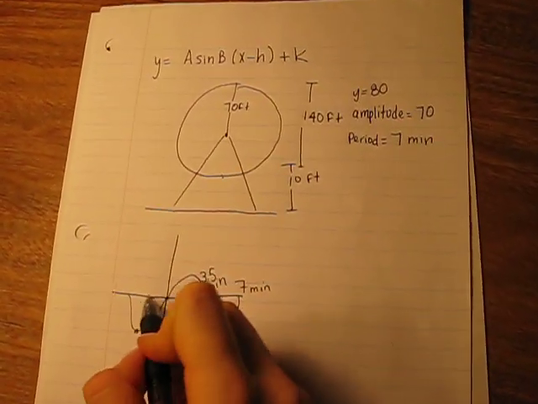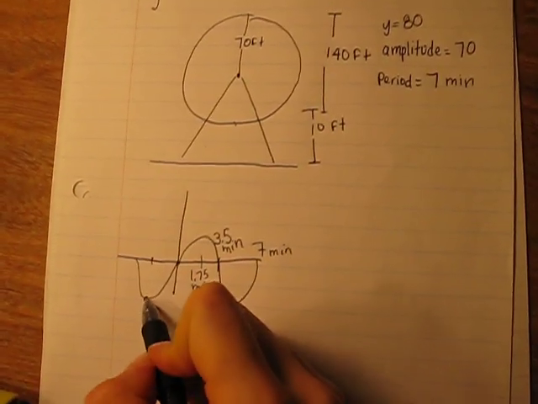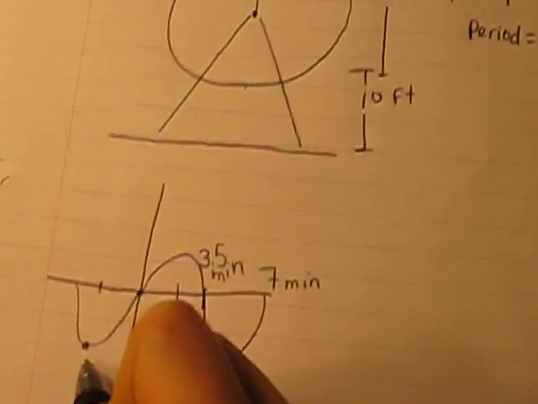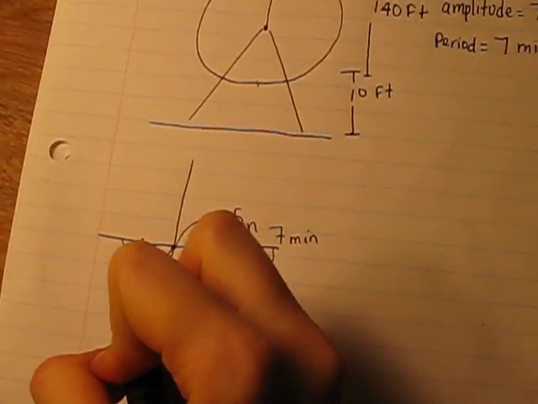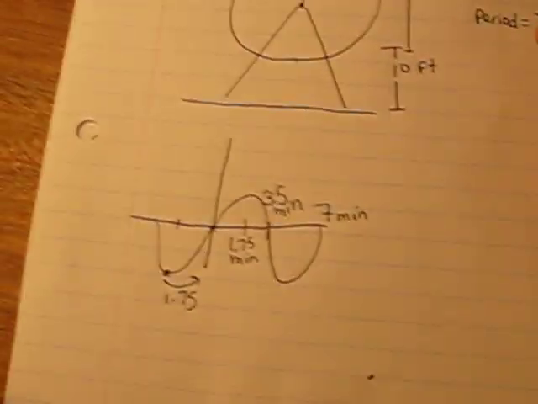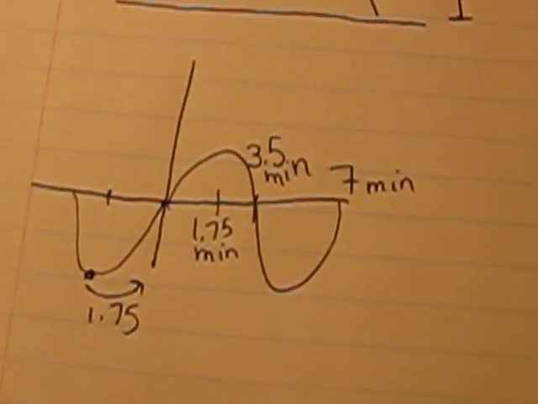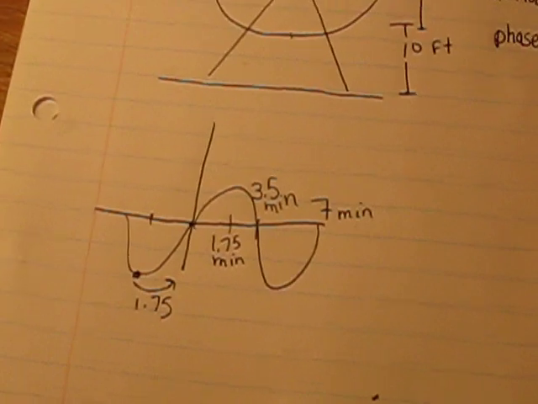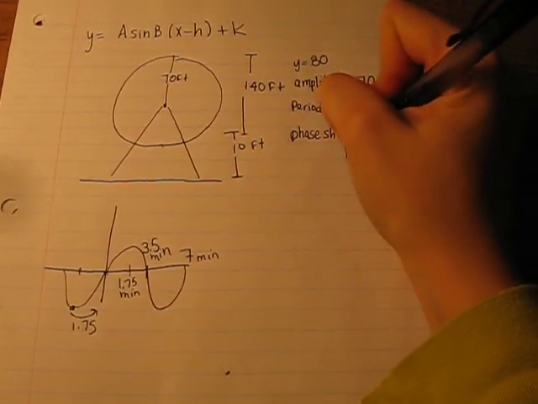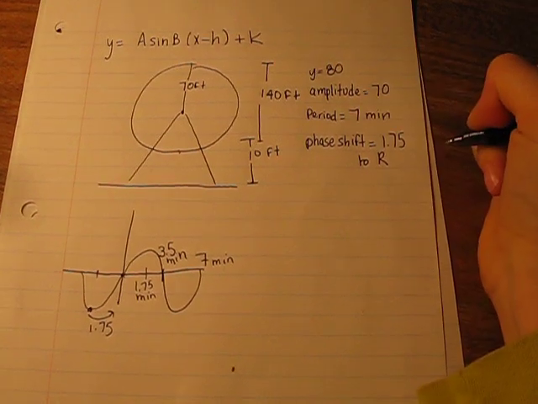But now it's at negative time, so we have to move it up to 0. And the way to do that is to shift over 1.75. So we know that the phase shift is 1.75 to the right.